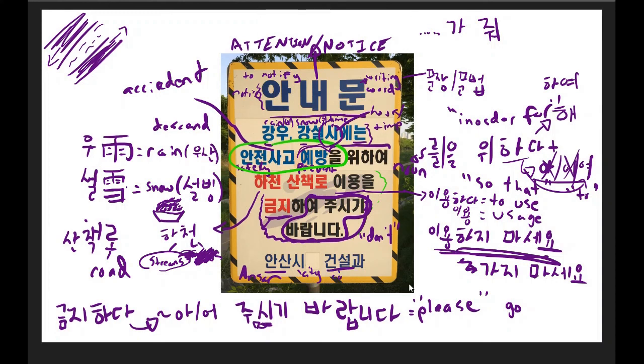건설 means construction, and 과 is added after departments of particular things. For example, if you were studying in a university and you wanted to indicate what department or what section of the school you were studying in, you would put 과 after that. And in this situation, they're talking about the city, so it's the construction department or whatever you want to call it, the construction section or the department of Ansan City that's telling you this message.